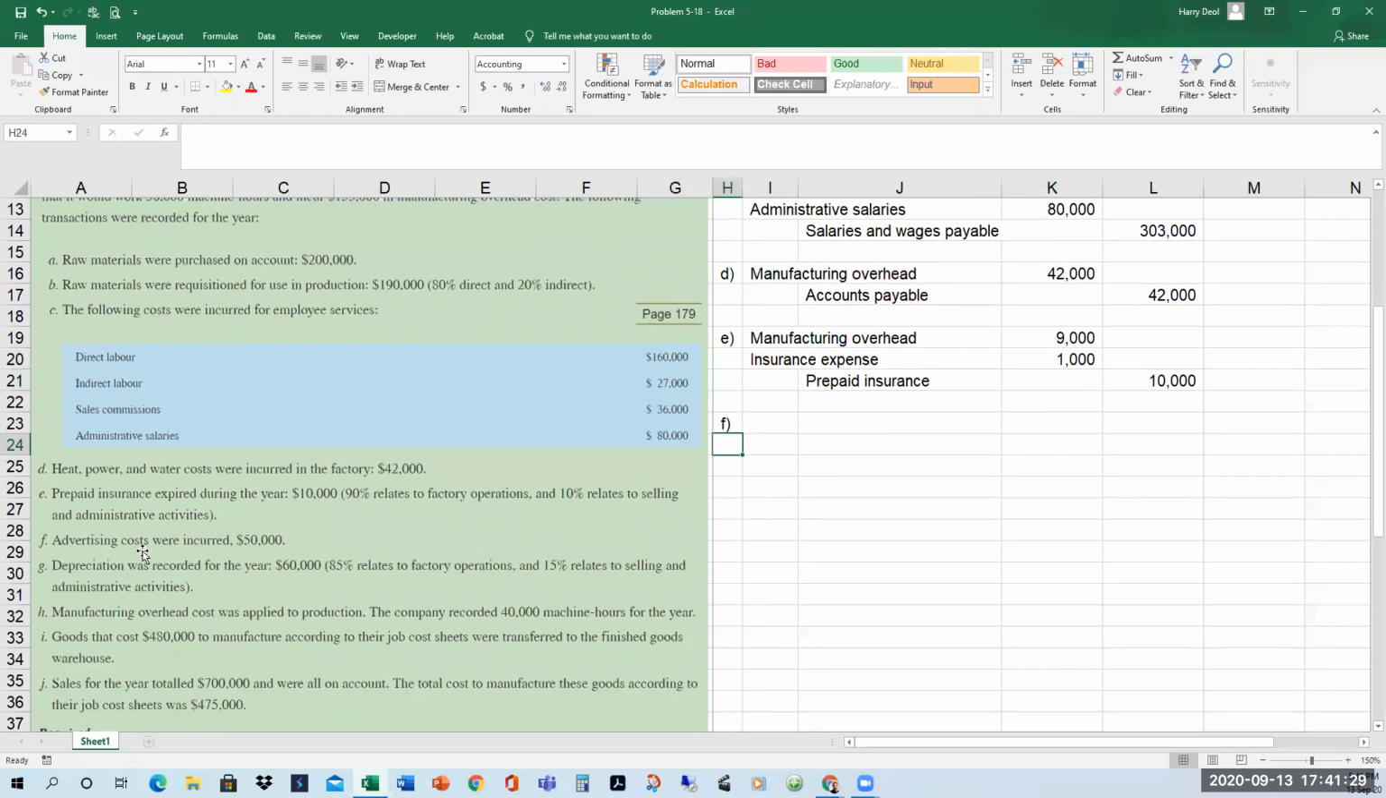Next, we have advertising costs incurred, $50,000. So debit advertising expense and credit accounts payable, 50,000.